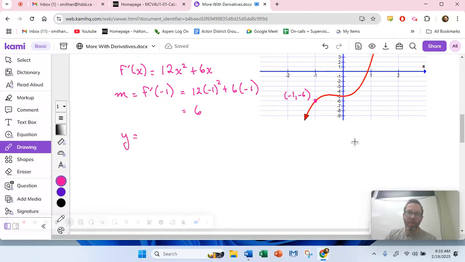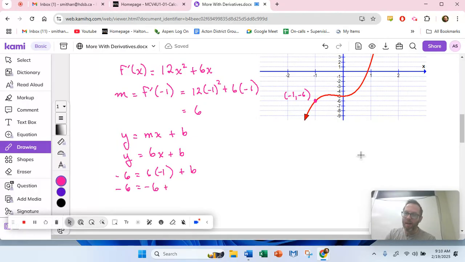All right, and then we're going to pretend that we're back in grade 9, finding the equation of a tangent line. So the equation of a line, y equals mx plus b. Plug in your slope, which we found to be 6. And then back in grade 9, grade 10, your strategy for finding the y-intercept was to plug in the point you have, which we found earlier to be (-1, -6). So y is -6 when x is equal to -1. And if we solve that equation for b, we'll have the equation and it should match up with our graph. So we get -6 equals -6 plus b.